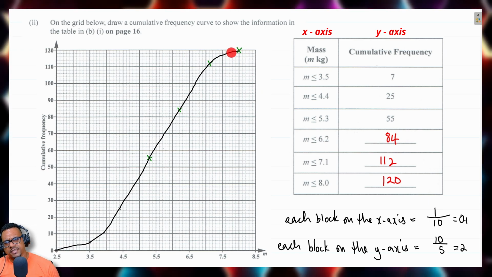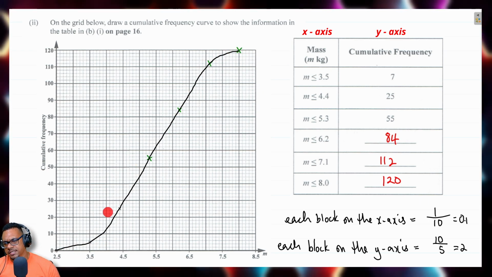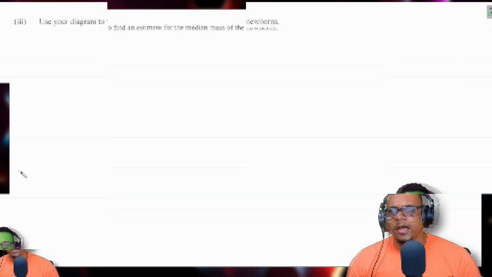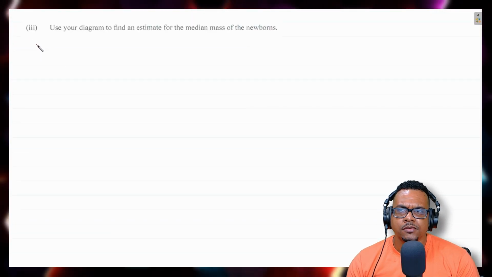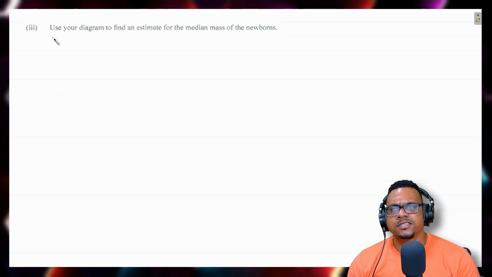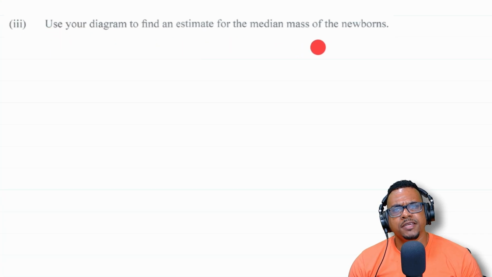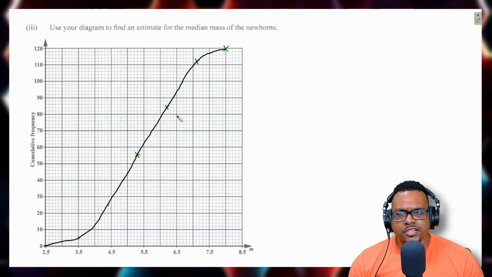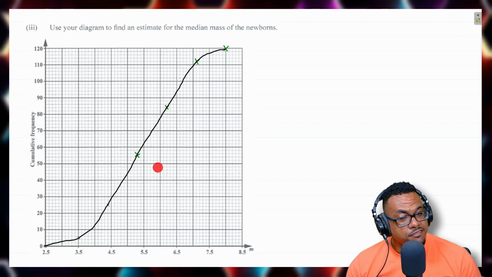All right, so that's the best I could do on the computer. All right, this will be our cumulative frequency curve. And now for the last question, which is B part 3, they want us to use the diagram to find an estimate for the median mass of the newborns. All right, so I just brought back the diagram so that we can use it to find the median.